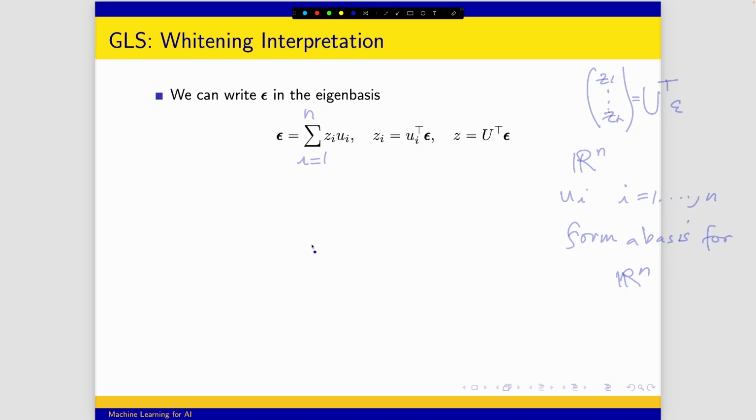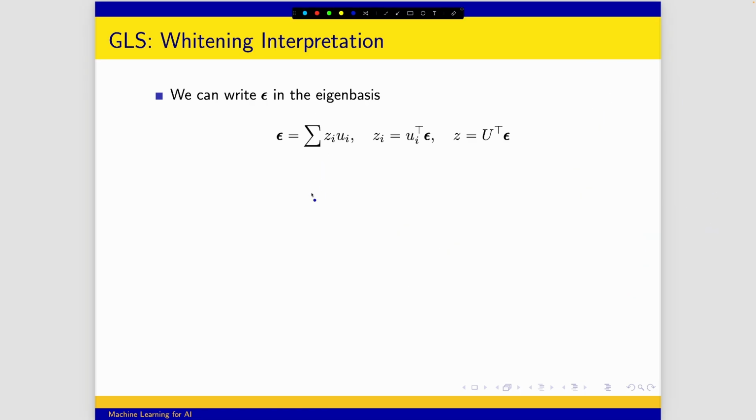That means any vector in Rn, let me call it v, can be written as a linear combination of these ui's with some coefficients ai. This is what we've done with epsilon. We're writing it in the eigenbasis that comes from that covariance matrix, so these are the eigenvectors of the covariance matrix. Now, why is this the form of the coefficients, these zi's? Well, let's think about this. Let's take this expression here.